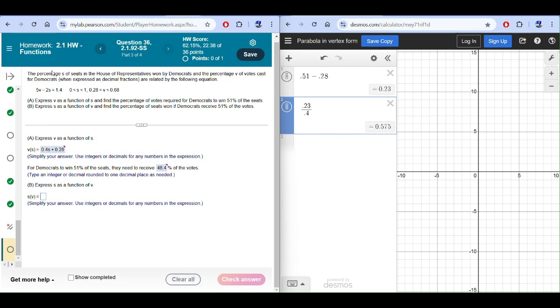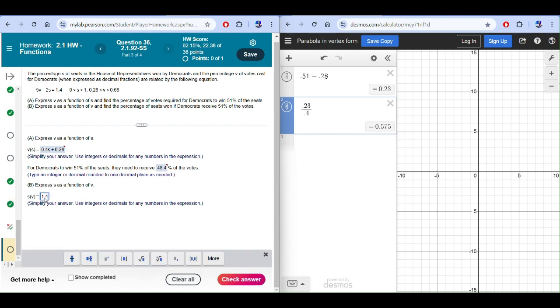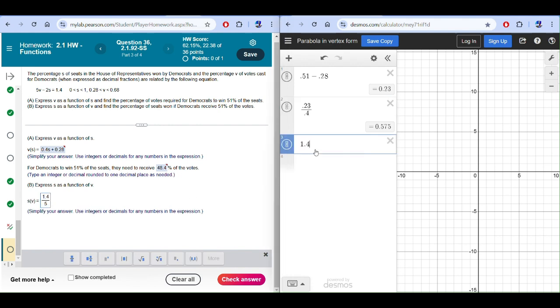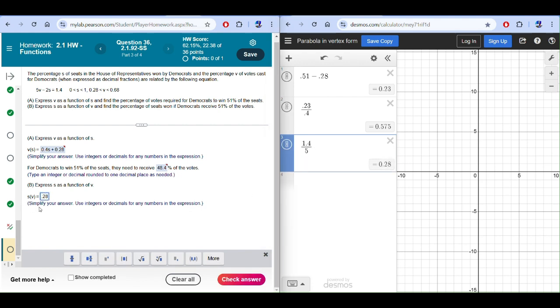Easy enough. So now for this one, express S. So now this is going to be, I don't know, whatever 1.4 is. 1.4 divided by 5. 1.4 divided by 5 is 0.28, and then that's going to be plus 2 over 5, which is 0.4 V.